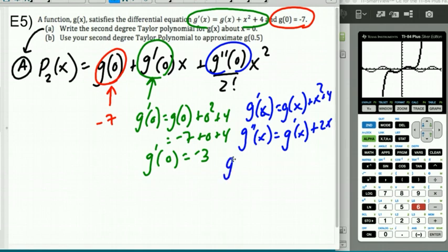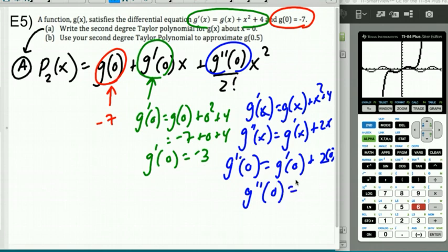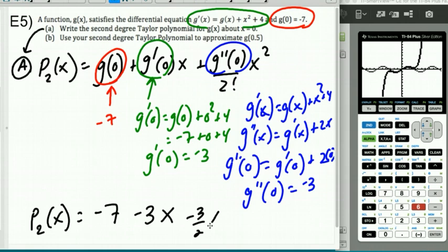Once I know that, g double prime of 0 is just g prime of 0 plus 2 times 0, which means that I get that g double prime of 0 is just -3. So now I can go ahead and write my Taylor polynomial. So p sub 2 of x equals -7 minus 3 times x, and then this is going to be -3 over 2 x squared, right? So there's my second degree Taylor polynomial.